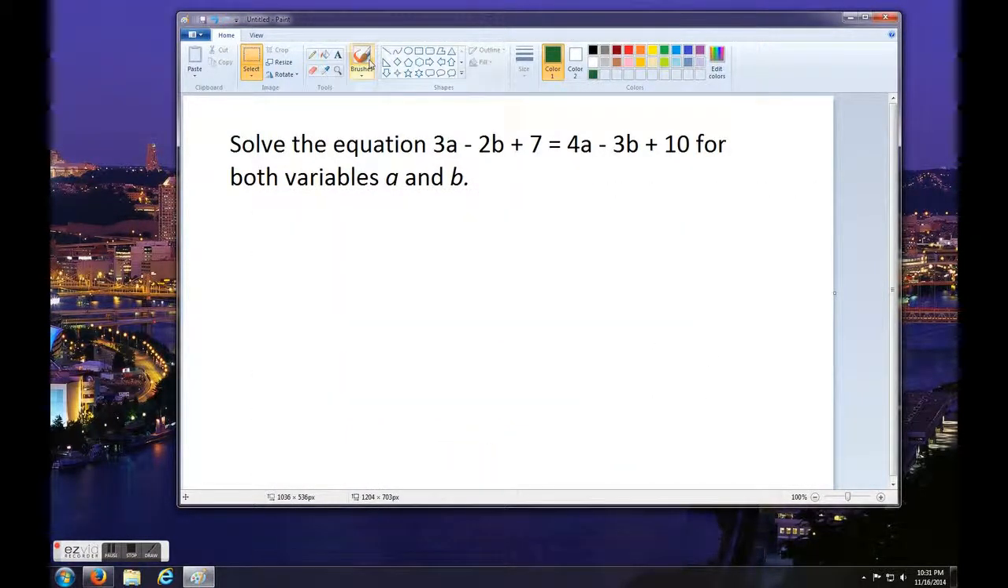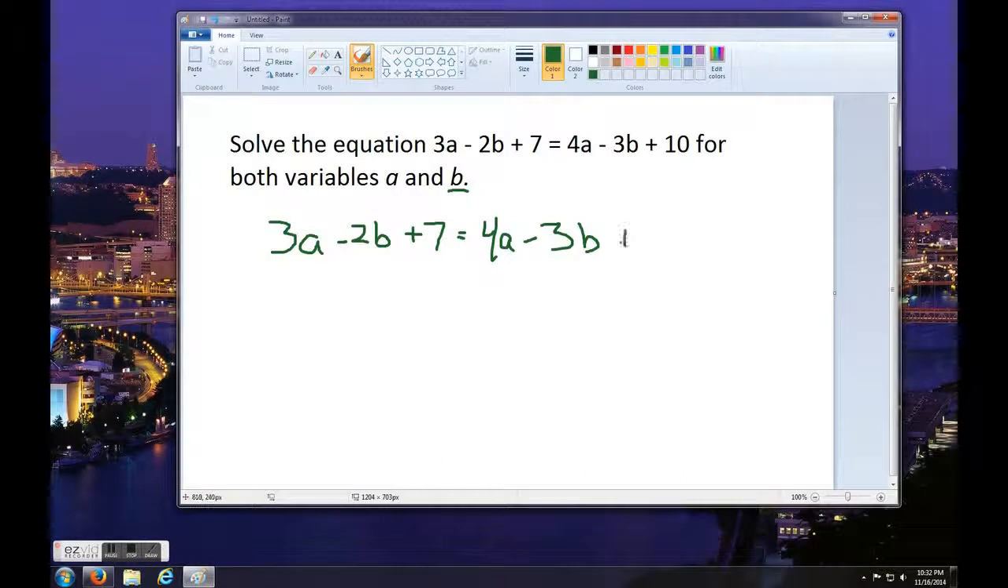Now when we're solving for b, I'm going to use the exact same methodology. I'm going to get all my b's to one side. I'm going to choose the left. Sometimes I like to think about Beyonce's song, To the Left, to the Left. Everything you got in the box to the left. Yeah, you guys might know that song. Anyway, I'm going to bring the b to the left. So we start with 3a minus 2b plus 7 equals 4a minus 3b plus 10.